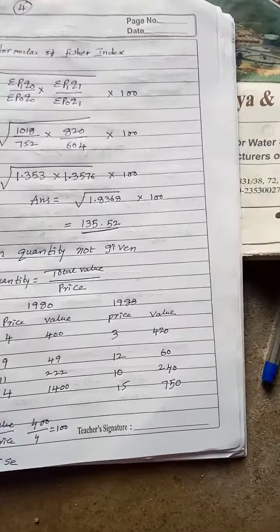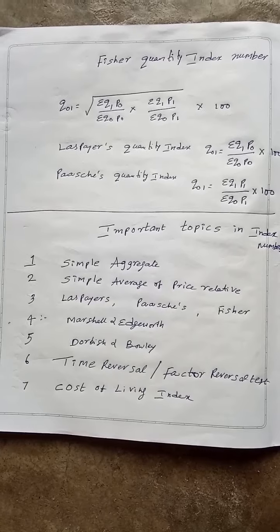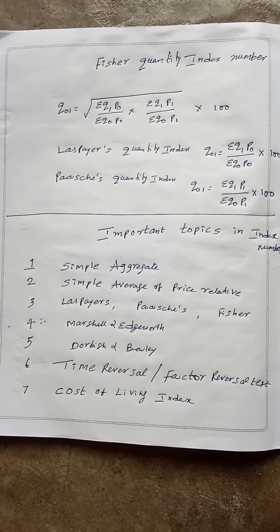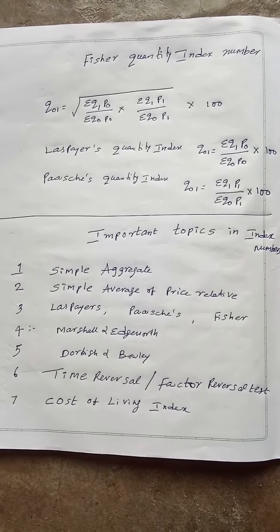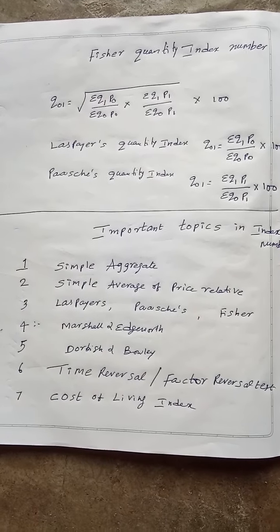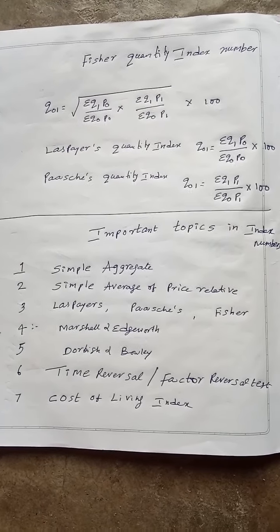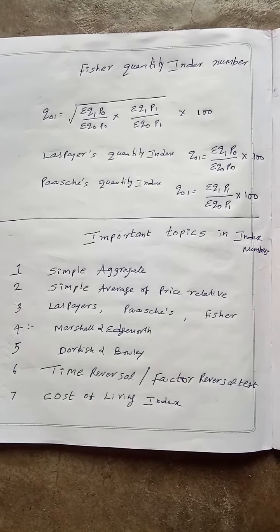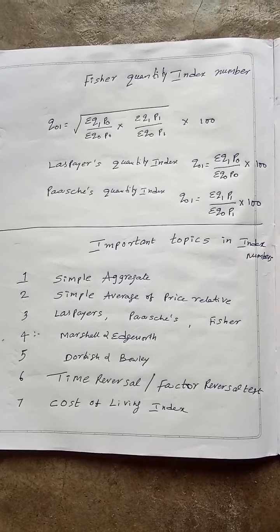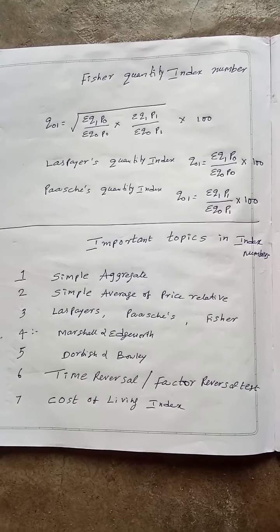In index numbers, my dear students, these are the important topics: simple aggregate method, simple average of price relatives method, Laspeyres and Paasche's index and Fisher's ideal index number, Marshall and Edgeworth, Dorbish-Bowley, time reversal and factor reversal test, and cost of living index numbers. In my next class, you will be finding out the problems like time reversal test, factor reversal test and cost of living index numbers.